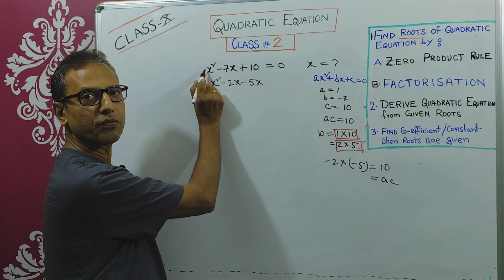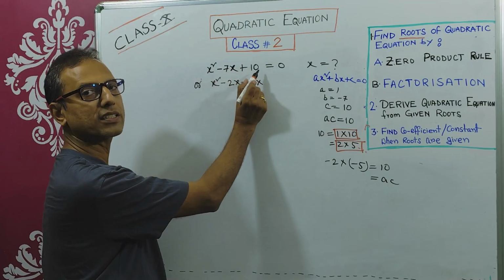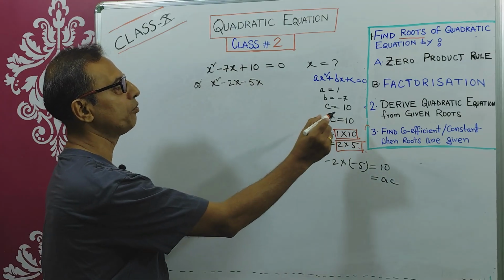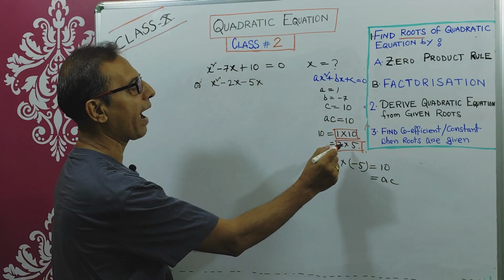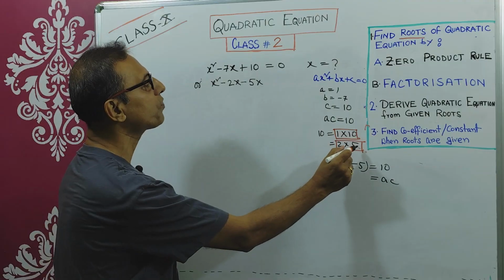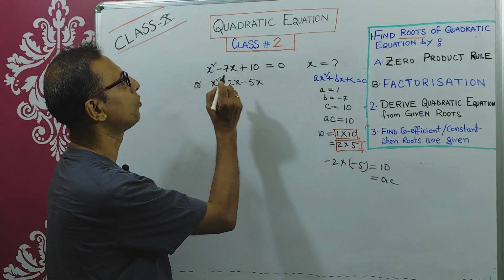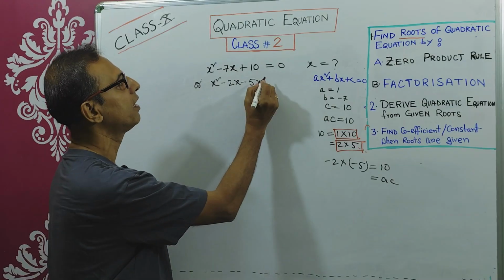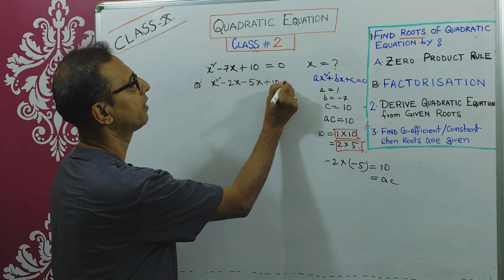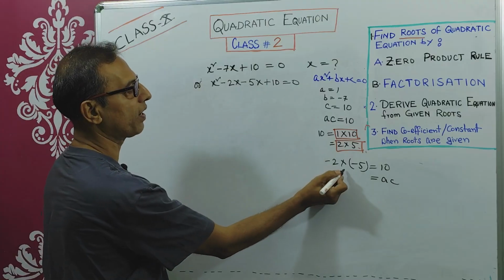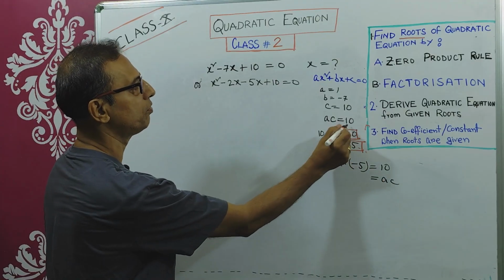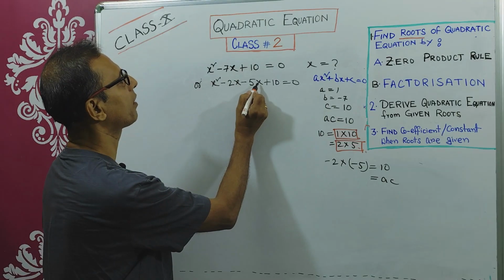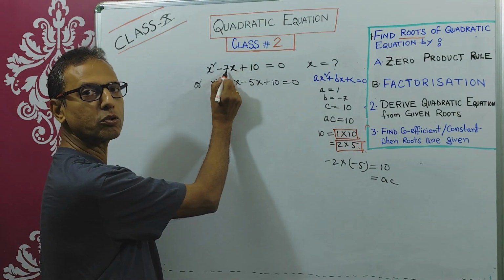A is the coefficient of x square, C is the constant. You need to find out the value of AC. Then you need to factorize this AC and figure out which factors you can utilize to break this minus 7x. So minus 2x minus 5x, and then I will write down 10. Minus 2 into minus 5 means 10, this AC value. 10 into 1, and minus 2x and minus 5x addition is also minus 7x.